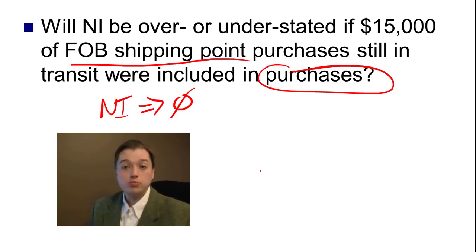Those numbers, gross profit, sales minus cost of goods sold, and net income, which flows through from gross profit and cost of goods sold, if we get them wrong, a lot of people are going to be upset about it. So we have to be careful dealing with inventory.